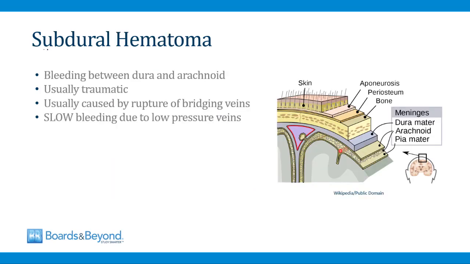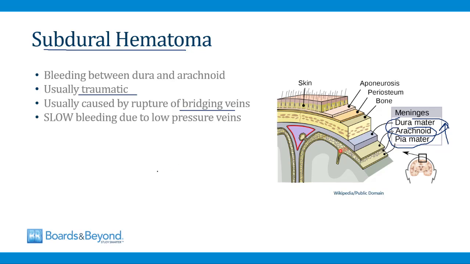Moving on, let's talk about a subdural hematoma. A subarachnoid hemorrhage was bleeding between the arachnoid and pia mater. Now we're going to move up a level and talk about bleeding beneath the dura, between the dura and the arachnoid. And when that happens, it's called a subdural hematoma. This is a bleeding problem that is usually caused by trauma, and it's usually caused by rupture of bridging veins which run beneath the dura mater.